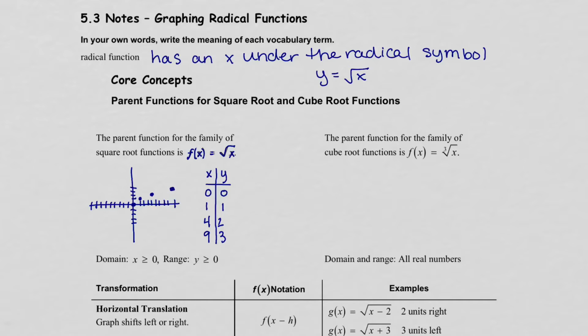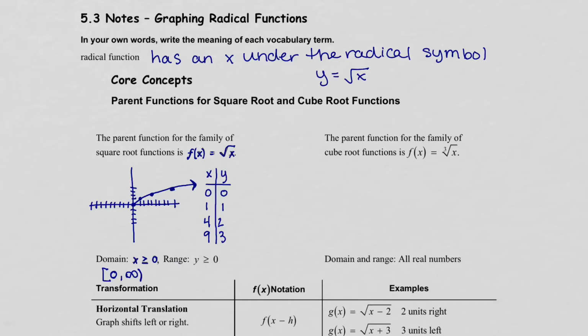It should be somewhere like that. And then I'm going to connect them with a nice, smooth, continuous curve. And that goes on forever and ever, so I'm going to draw my arrow there on the end. Look good? And the domain says my x values are all greater than or equal to 0. Written in interval notation, that tells me my leftmost boundary is 0, and my rightmost boundary continues all the way to infinity.